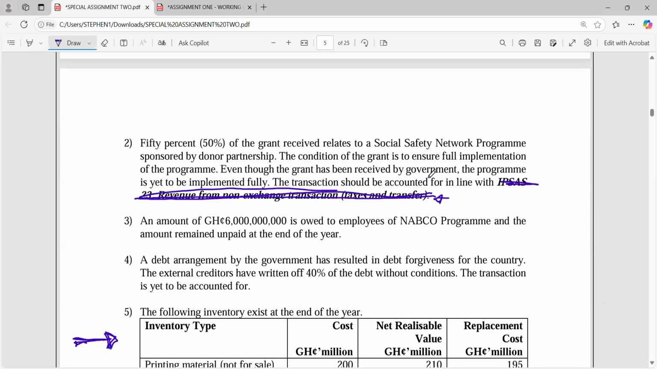But if you see a condition that says they will be able to fulfill the condition, assuming they said they will be able to fulfill the condition, then go ahead and treat it as a full grant.